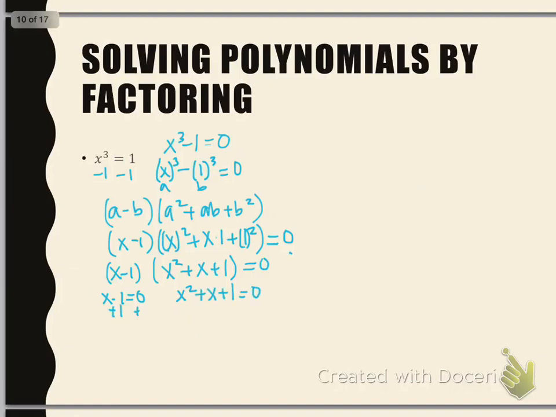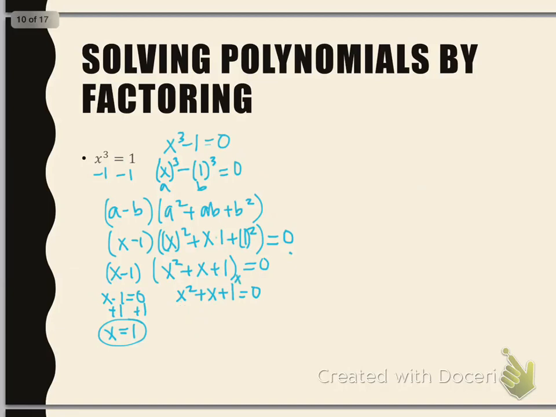So I add 1. X equals 1. So I have one answer. I need 3 answers because my highest exponent is 3. Okay, so I need to factor this one because the reason I can't just solve for x is because I have an x squared and an x. I can't just solve regularly. So I need to factor it.